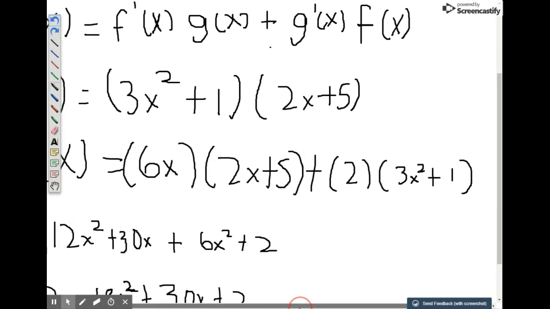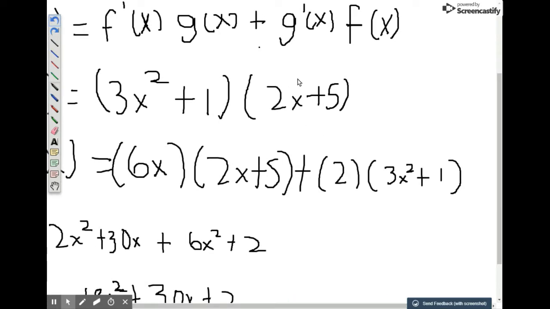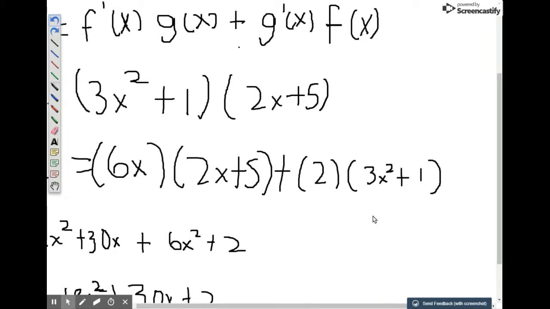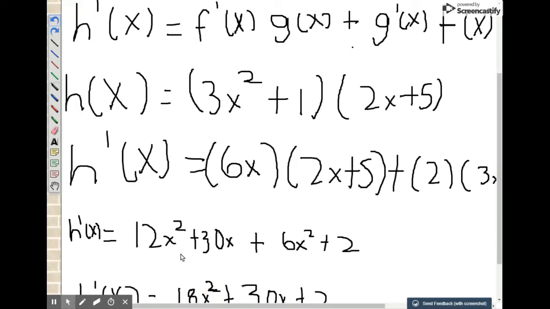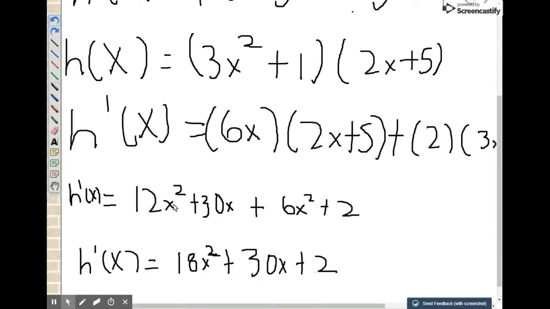and I subtract 1 from the exponent, which is 0, so it's 2, and I multiplied it with f of x, and I simplified it. I got 12x squared plus 30x plus 6x squared plus 12, and I simplified it even more, and the answer to the problem is 18x squared plus 30x plus 2.